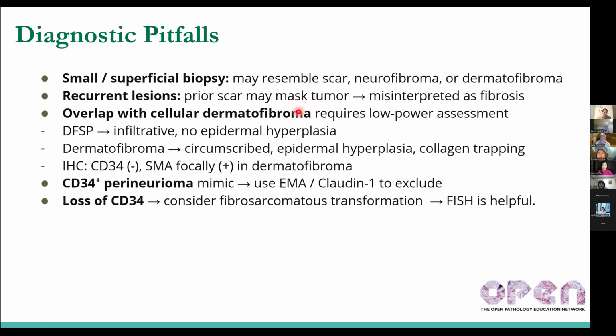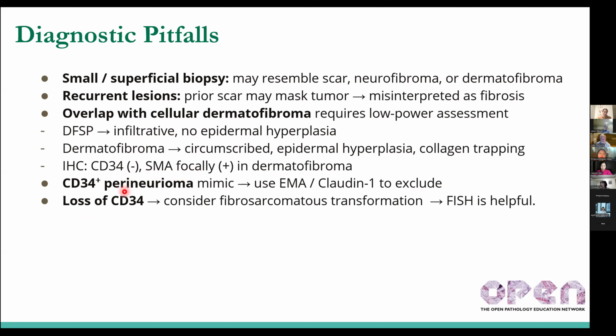There can be an overlap with cellular dermatofibroma, which requires low power assessment. So we can differentiate it by morphology. DFSP is more infiltrative and there's no epidermal hyperplasia. Dermatofibroma is well circumscribed. There is epidermal hyperplasia and collagen trapping. For the IHC of dermatofibroma, CD34 is negative, and there is SMA focally positive.